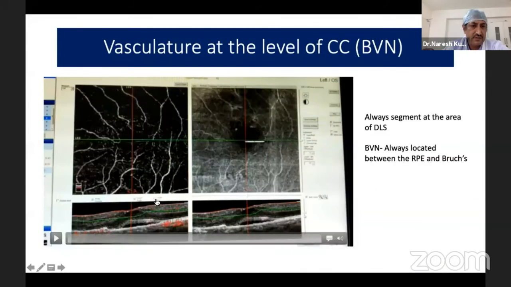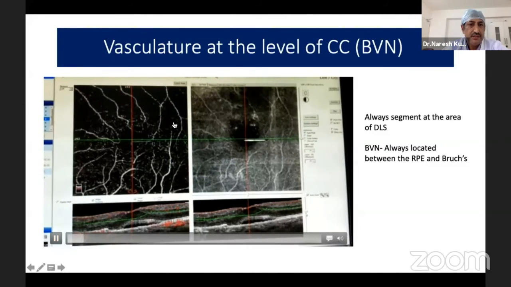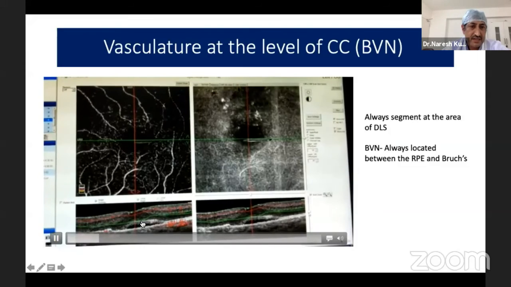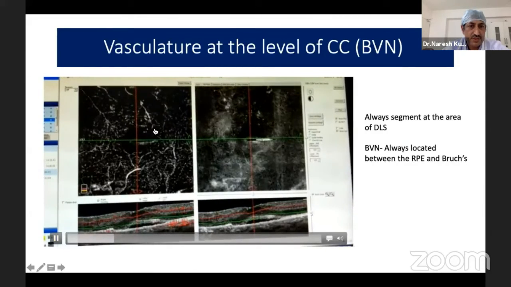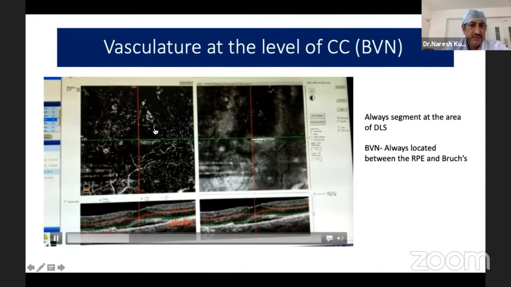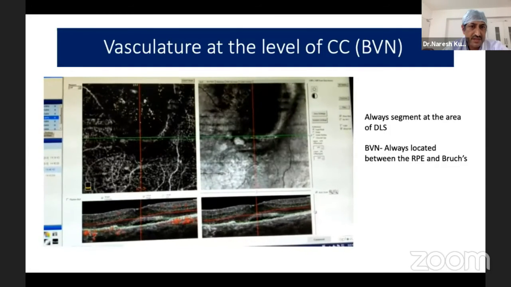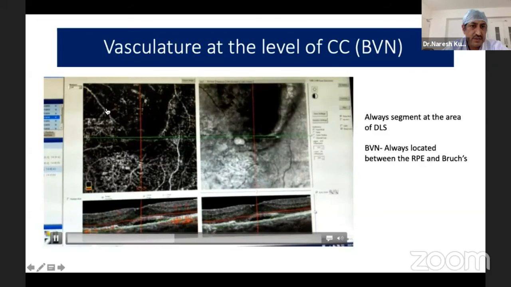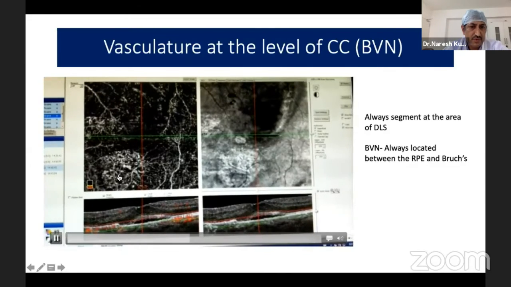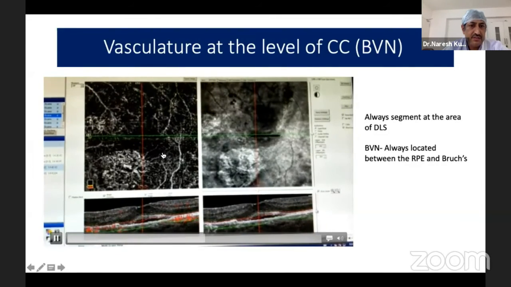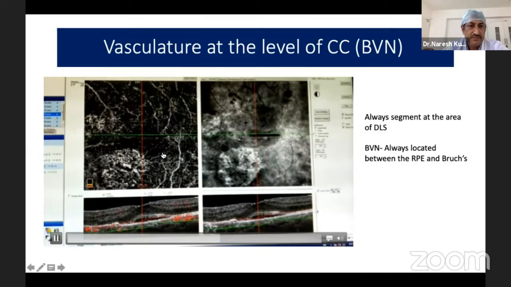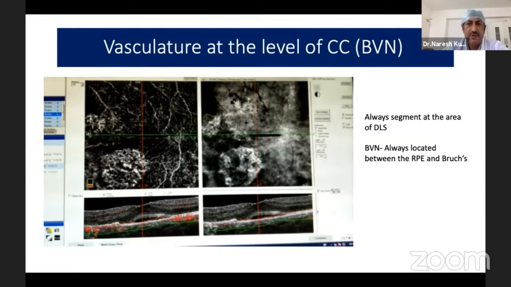And this is one automated segmentation, manual segmentation. So you can see there's a PED and a double layer sign. So as we keep going down into the retina, and once you approach the area of the double layer sign, you can see there are two areas of abnormal vasculature. So these are very well seen here. So it's very good to pick up BVN.